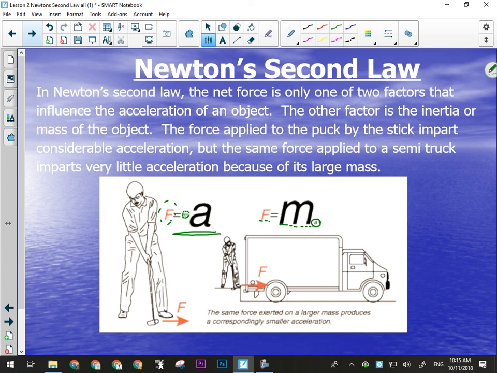So what we have to get out of this is this. Force and acceleration have a linear relationship. If one goes up, the other goes up. Mass and acceleration have an inverse relationship. If I increase the mass, the acceleration goes down. That's what we have to understand. That's the relationship between force, mass, and acceleration in Newton's second law. Bigger the mass, smaller the acceleration. Questions there?